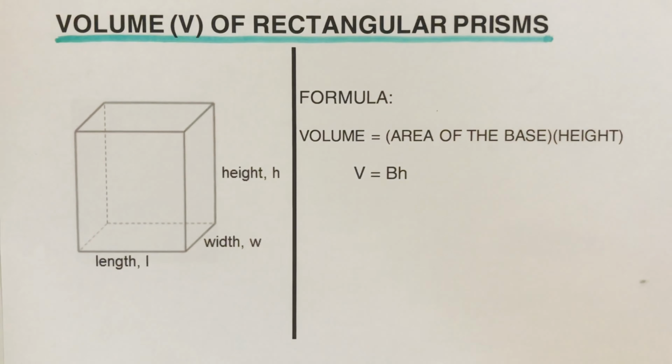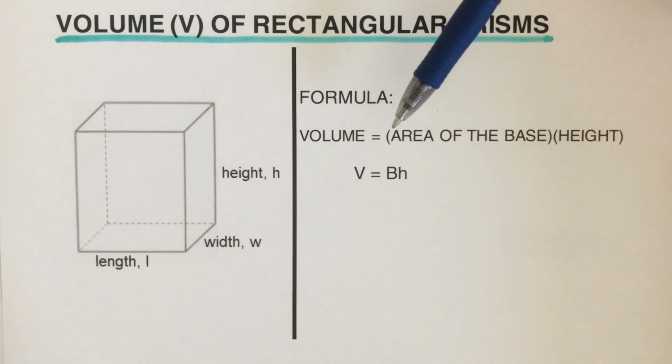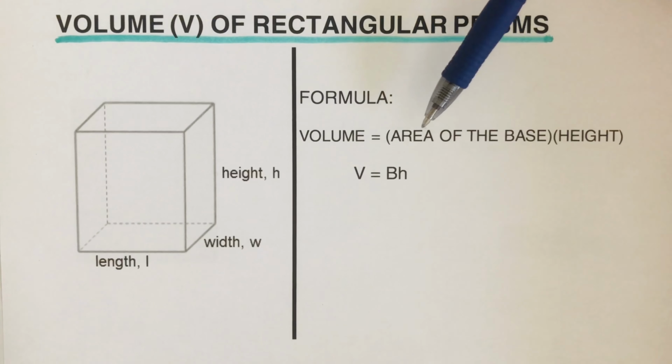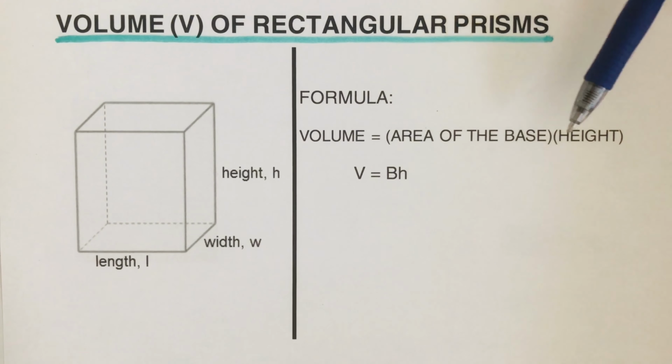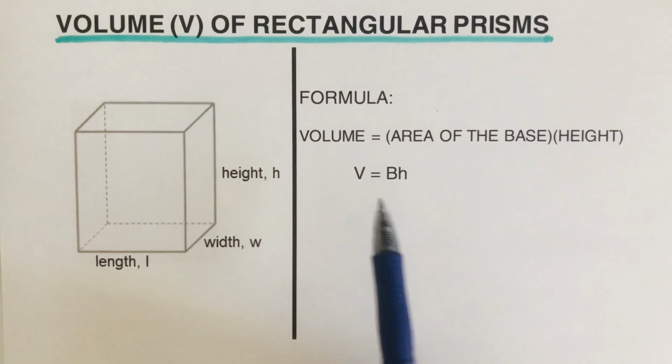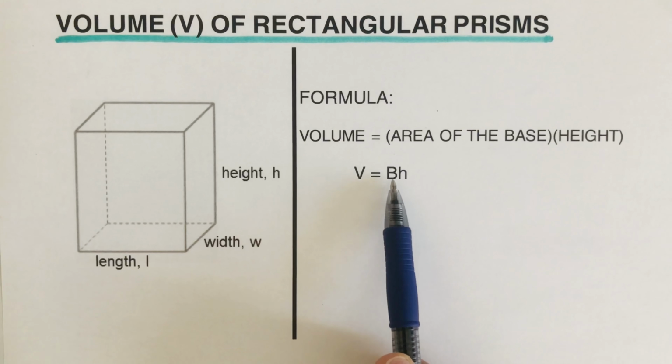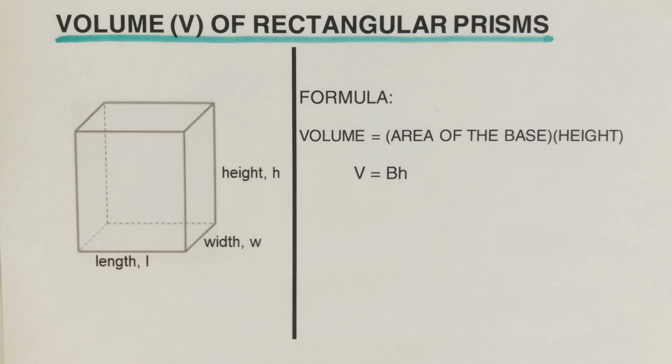We have the formula for the volume of a prism. The general formula for the volume of a prism is the product of the area of the base and the height. So this can be represented as volume is equal to B, which refers to the area of the base, times the height. The base that we are referring to here is the one at the bottom. So this is a rectangular shape.